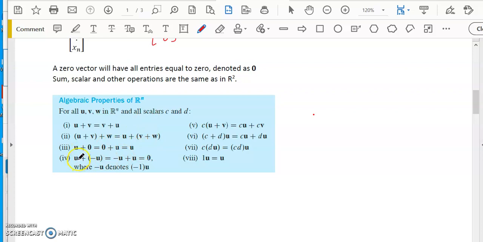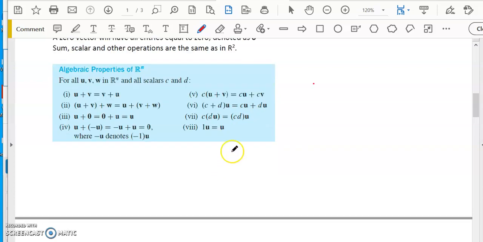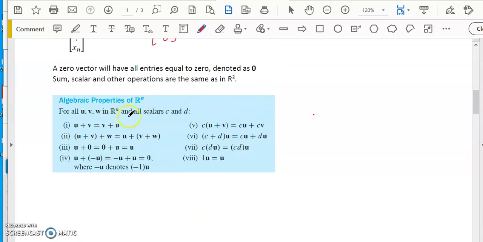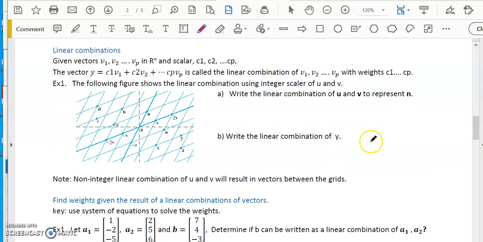If you add a vector with -1 times it, then it becomes 0. So negative u is -1, a scalar, times u. And 1 times u is just u itself. c and d multiplied to u and v is just the same as individual multiplication. c and d added together first before they multiply is the same as multiplying later. So these are the basic algebraic properties.